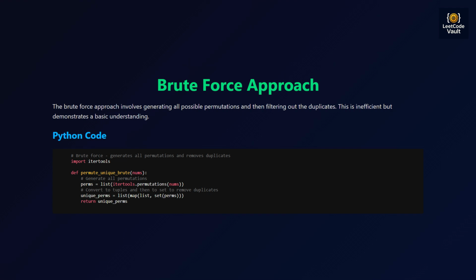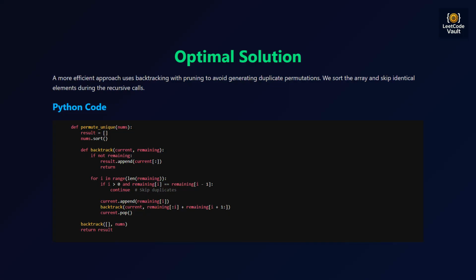Imagine an array with many repeated elements. The number of duplicate permutations would explode, resulting in a lot of wasted computation. The time complexity would be something like O of n factorial, which is incredibly slow for larger arrays. It would be extremely inefficient and would not pass the LeetCode test cases for larger inputs. So let's move on to a far more efficient approach that avoids this needless work.